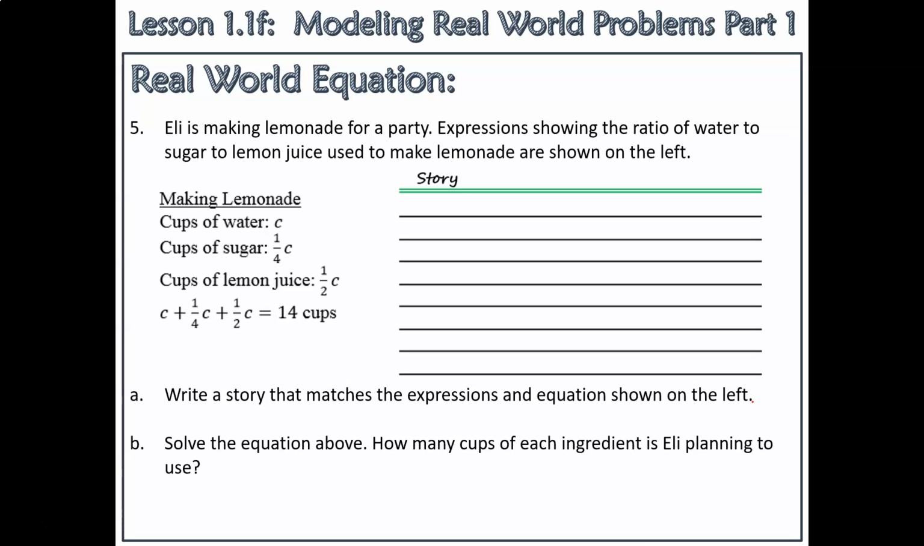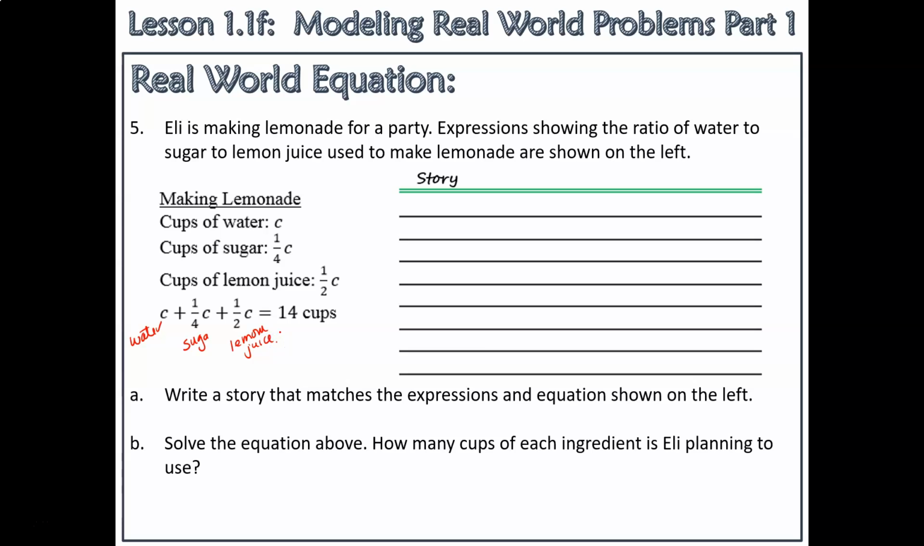Number 5 says, Eli is making lemonade for a party. Expressions showing the ratio of the water to the sugar to the lemon juice used to make lemonade are shown on the left. So we have C cups of water, 1/4 times the amount of water is sugar, and then half of the amount of the water is lemon juice. And here is your expression, C plus 1/4 C plus 1/2 C equals 14 cups. So this is the water, this is the sugar, this is the lemon juice.